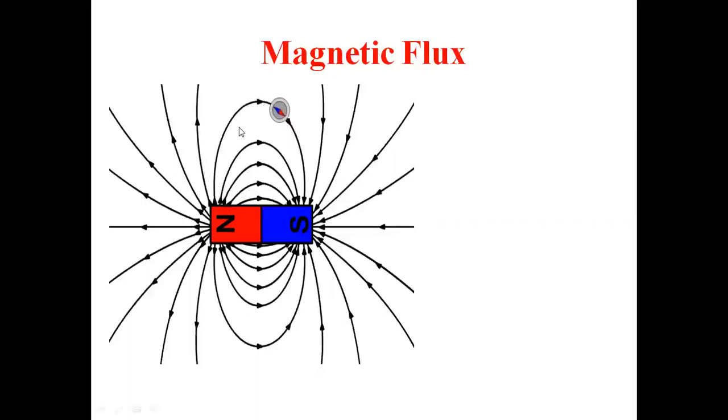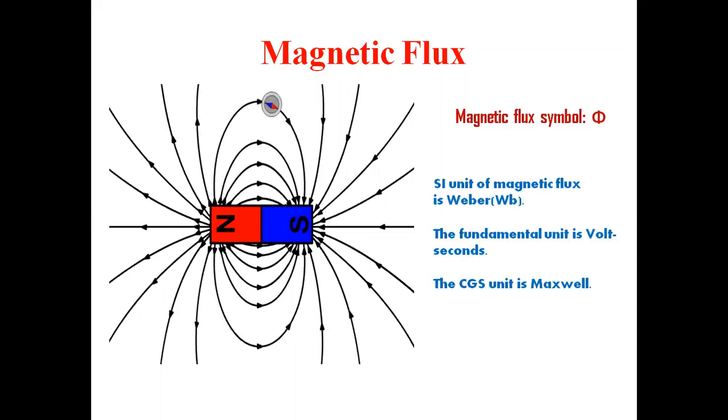Magnetic flux is defined as the number of magnetic field lines passing through a given closed surface. Generally, magnetic flux is commonly denoted by phi, and the SI unit of magnetic flux is the Weber. The fundamental unit is volt-seconds. The CGS unit is Maxwell.